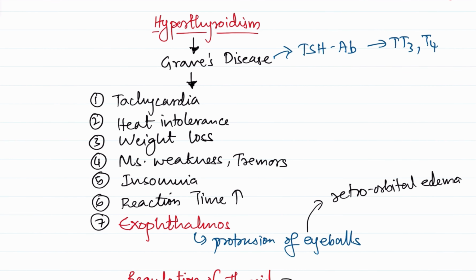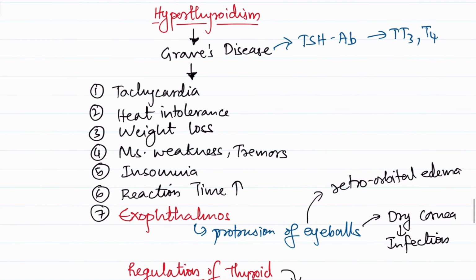What is the problem with the exophthalmos? The problem is that the eyelids cannot close. As a result, the cornea is always exposed to the environment. And when the cornea is exposed to the environment, it leads to dryness of the cornea. And this cornea is susceptible to infections. Ultimately, ulceration may occur, and it may even lead to blindness. So that's about hyperthyroidism, and that's in general about the thyroid gland.